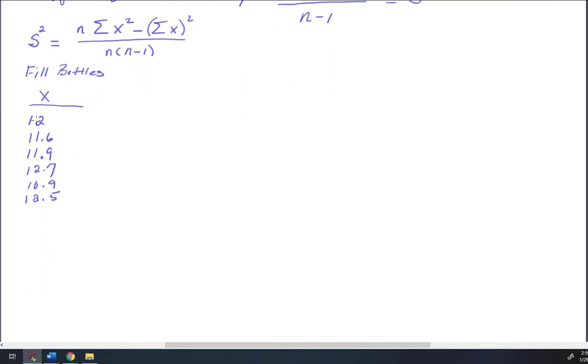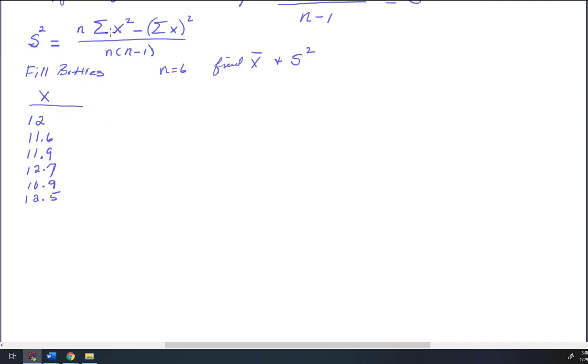And what's our sample size? 1, 2, 3, 4, 5, 6. And so our n was equal to 6. And let's find the mean and the variance.